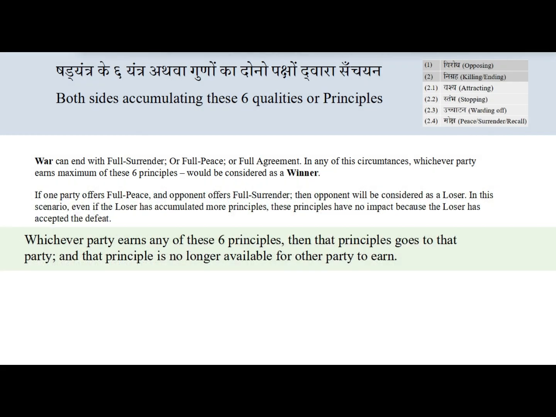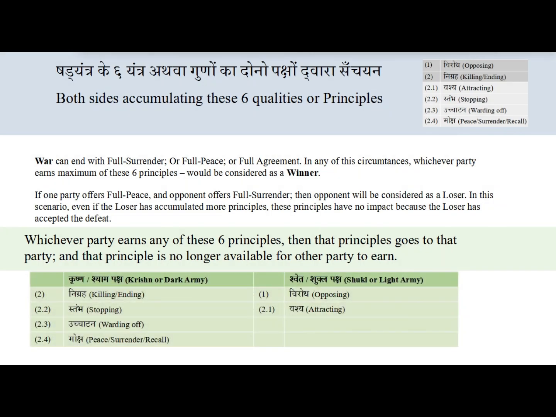And lastly, whichever party earns any of these 6 principles, that principle goes to that party only, and it is no longer available for the other party to earn. We will see an example as well. In this matrix, you will see that the dark side or Krishna side has accumulated Nigraha, stopping, warding off, and peace, 4 principles, and the white army has 2 principles, 1 and 2.1. So in this example, if both parties agree to a draw or agree to have peace, then the party holding the maximum principles would be considered the winner.